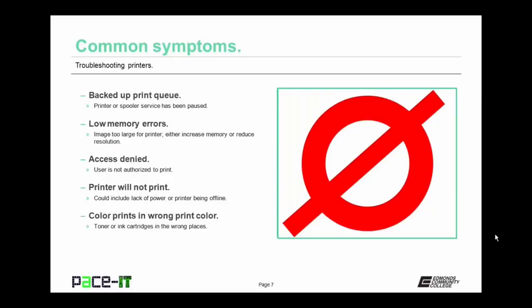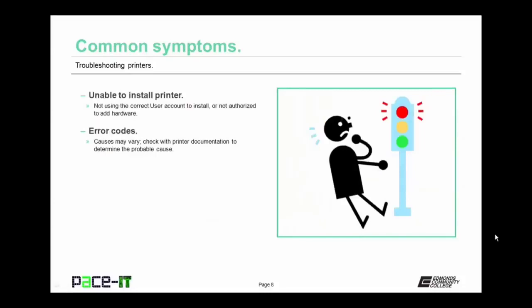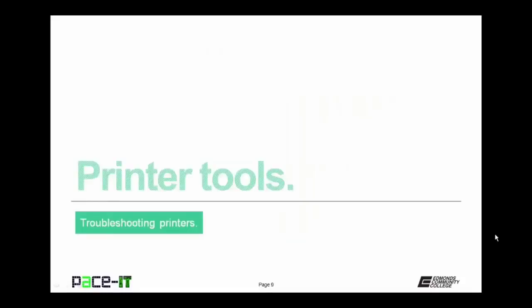If color print jobs come out in the wrong colors, then it's usually because the toner or ink cartridges are in the wrong places inside the printer. If you're unable to install the printer, well, then you're not using the correct user account or you're not authorized to add hardware. If you receive error codes, well, the causes may vary. You need to check with the printer documentation to determine what the probable cause for error codes are.